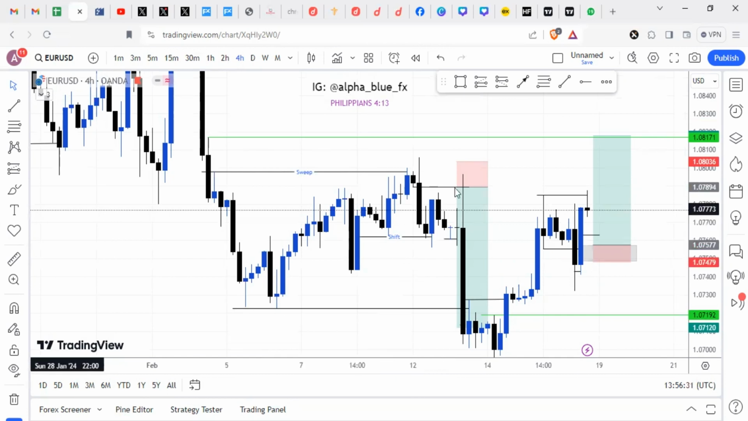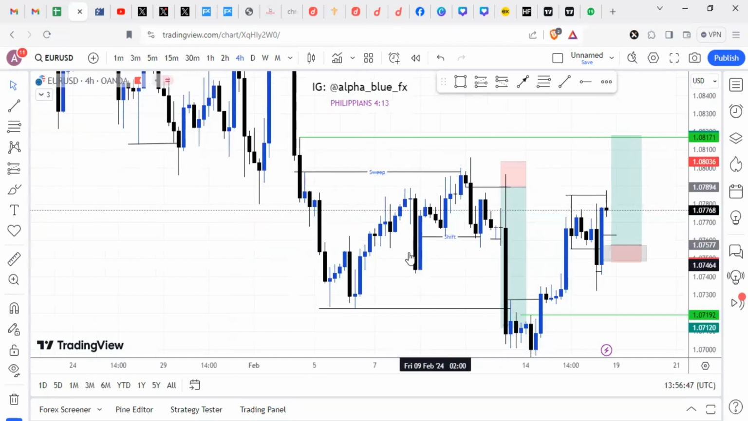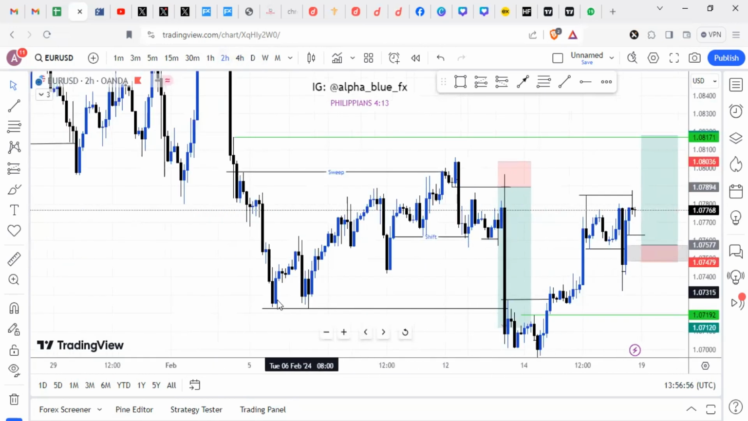So it's just sweep, shift, and then I look for my POI to enter from. Sweep meaning a liquidity sweep, shift meaning a break of market structure or change in market character. Then I'm now ready to look for an entry on any POI. Now in this case, as you can see, we got a sweep of liquidity right here when price came and took out this week's high. Let's go to the 2 hours and see if it's clearer there.